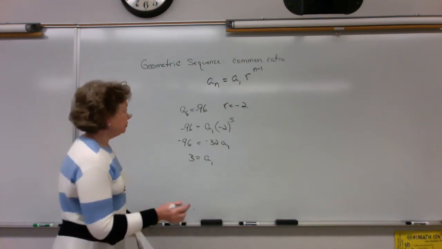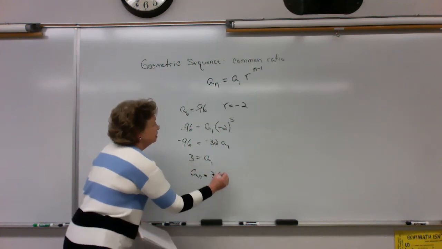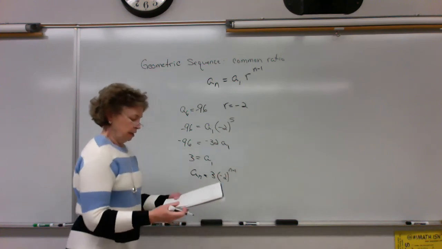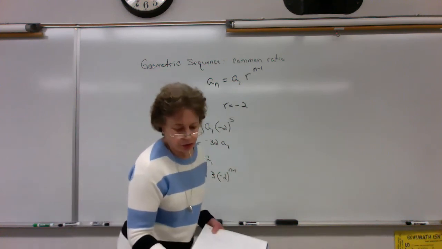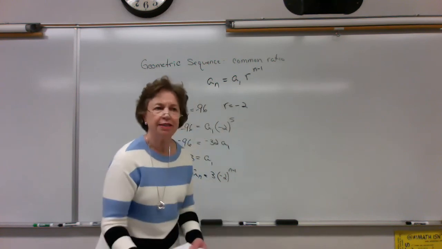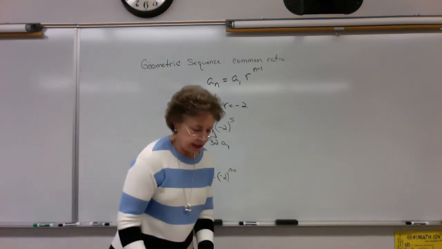Now we can write the rule for that. So a sub n is the first term that we just found, times the common ratio that they gave us, to the n minus 1. If they asked us to create a graph for the first 6 terms, create that table of values, plot those points, and there you go.